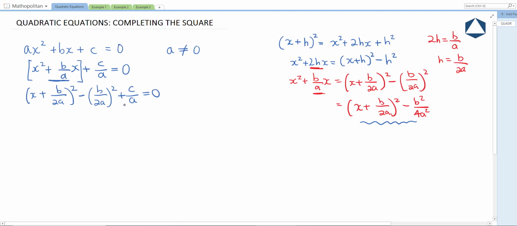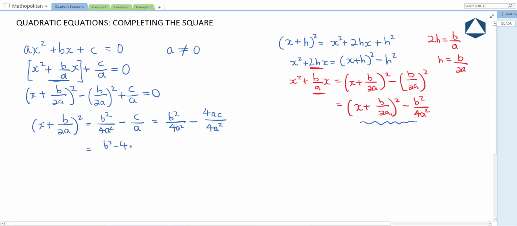So we will then bring these two terms to the right hand side. So we'll have (x plus b over 2a) to the power of 2 equals b squared over 4a squared minus c over a. And this will be b squared over 4a squared minus 4ac over 4a squared. So lastly, we combine, so that will be b squared minus 4ac over 4a squared.